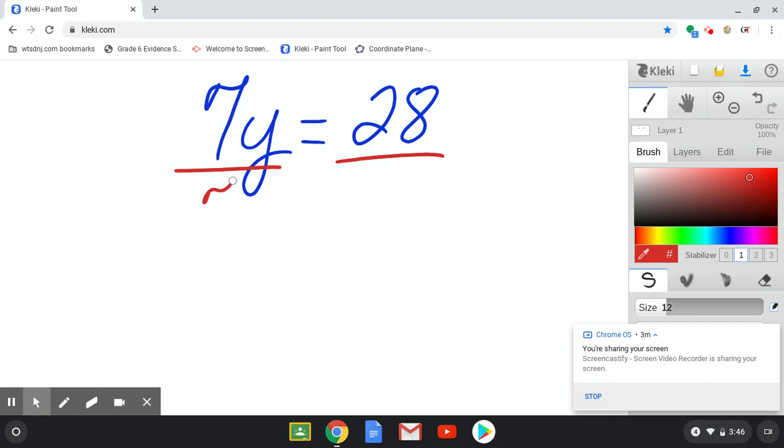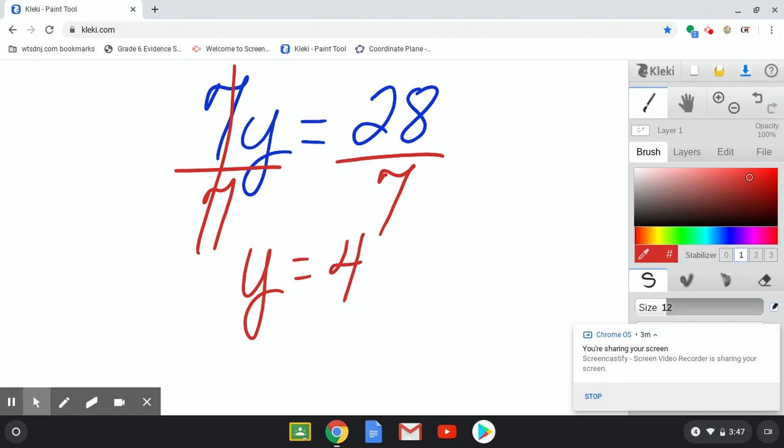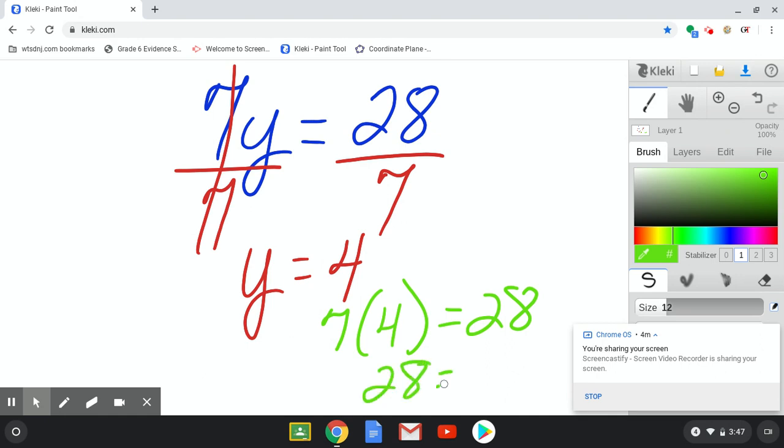We want to get rid of that 7 because we want our variable by itself. Okay, so these 7's cancel. I'm left with y is equal to 28 divided by 7. 28 divided by 7 is equal to 4. Now we're going to go ahead and plug in to see if that works out. So if we were to plug 4 in for our y, we would get 7 times 4 is equal to 28. Well, 7 times 4 is 28. 28 equals 28. We know our answer is correct.